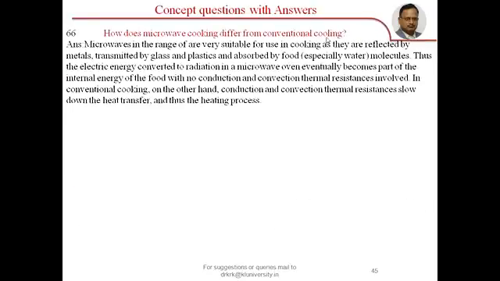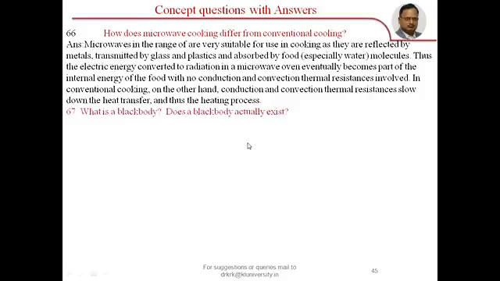How does microwave cooking differ from conventional cooking? Microwaves are very suitable for use in cooking, as they are reflected by metals, transmitted by glass and plastics, and absorbed by food molecules. Thus, the electric energy converted to radiation in a microwave eventually becomes part of the internal energy of the food, with no conduction and convection thermal resistance involved. In conventional cooking, whereas, you have more losses and because of the resistances, the process is very slow.